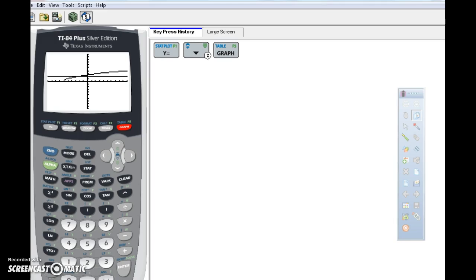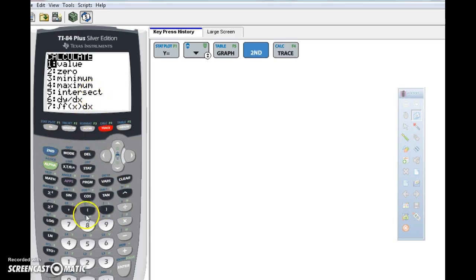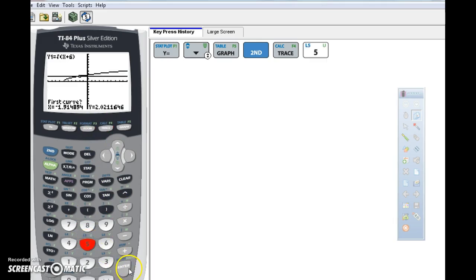If we want the calculator to tell us what the intersection is, just like when we were doing systems, if you hit the second and trace key and choose number 5, and then you're going to hit enter 4 times. And the answer is this x equals -2. We're just looking for the x coordinate.